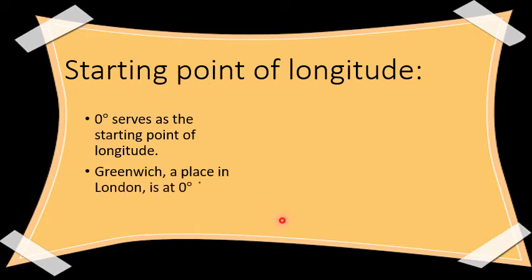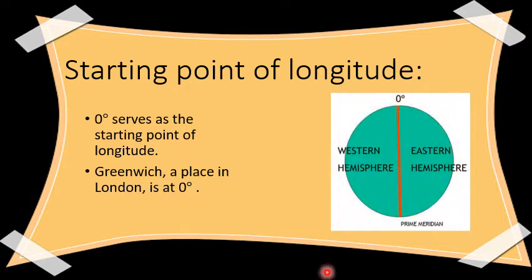Greenwich, that is a place in London, is at 0 degree. Here you can see the prime meridian, and it is at 0 degree and it is serving as the starting point for the lines of longitude. Okay, so we start measuring the lines of longitude from 0 degree or the prime meridian.